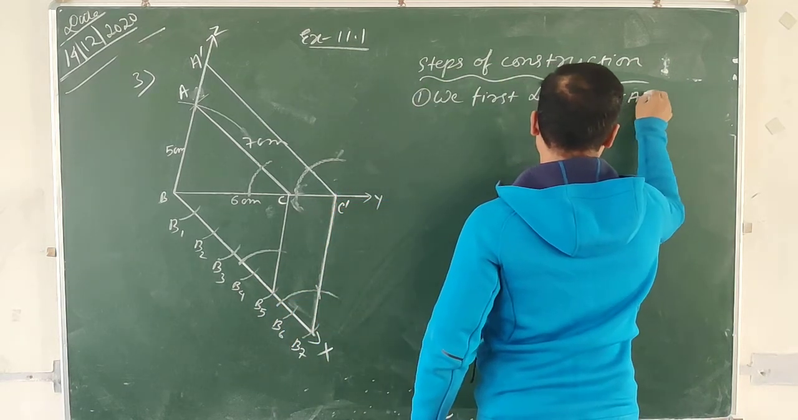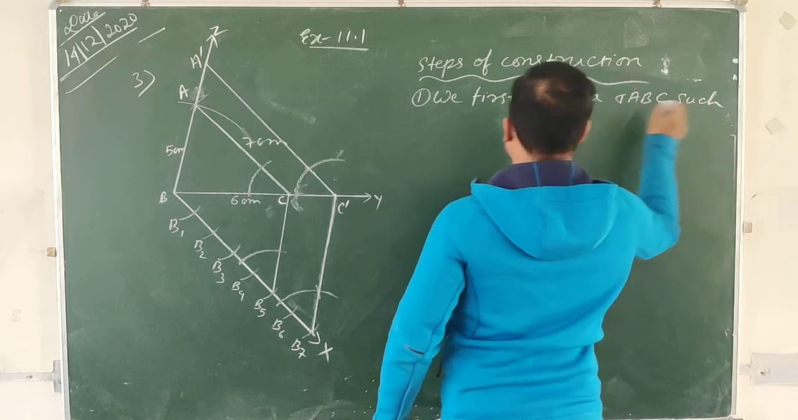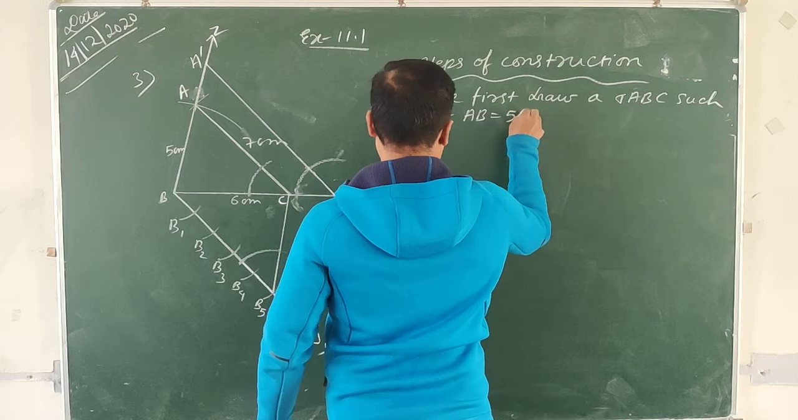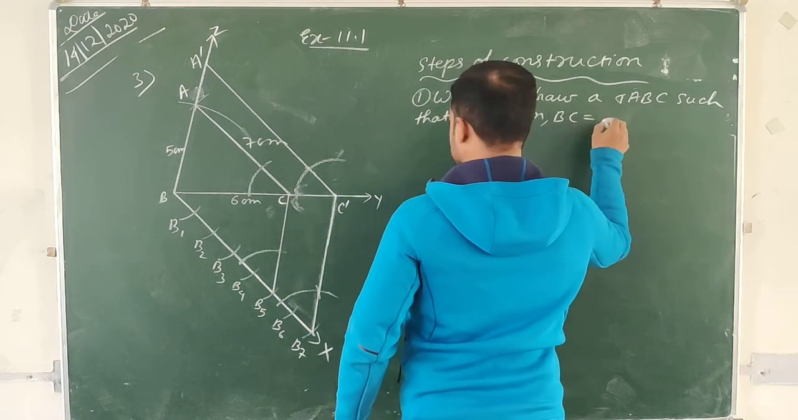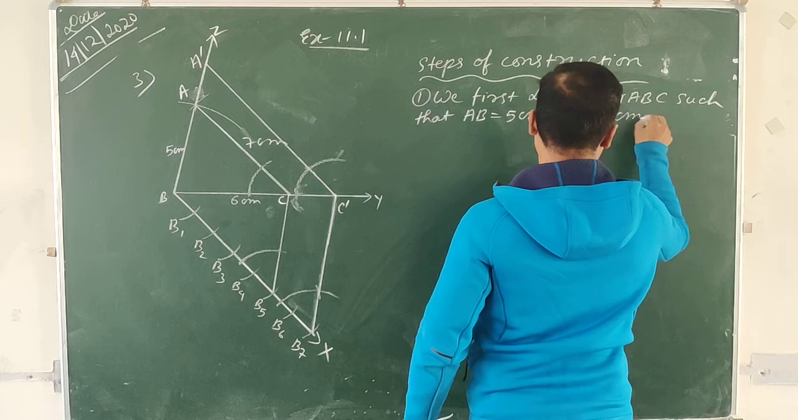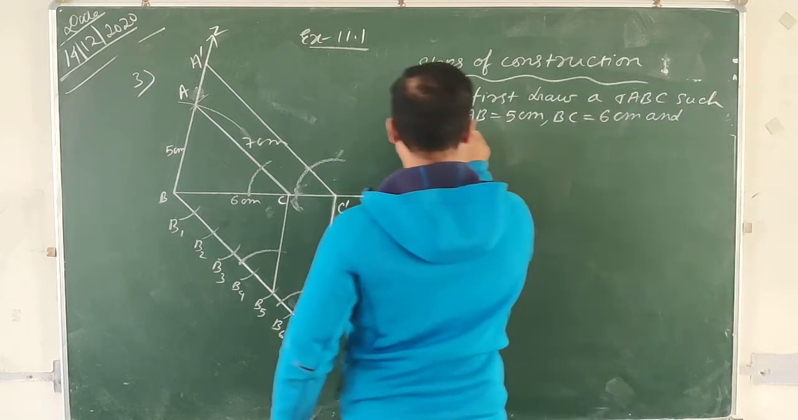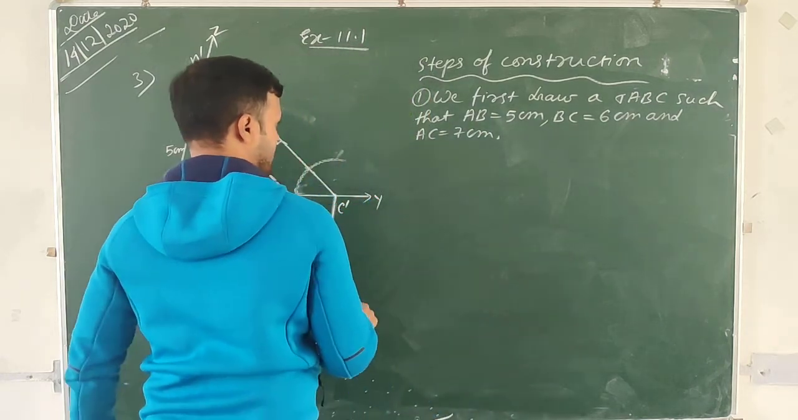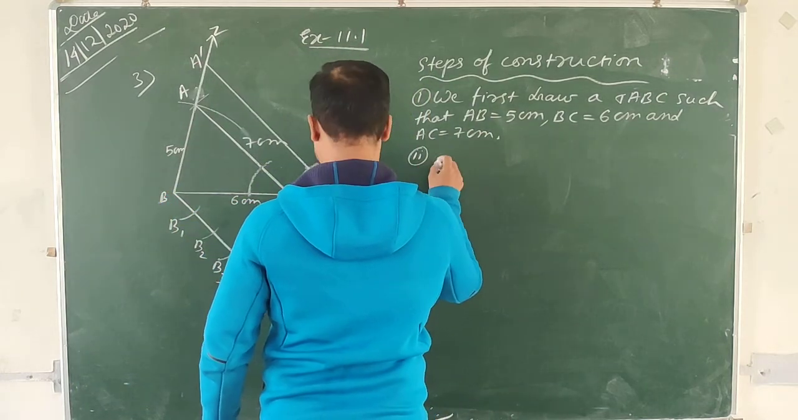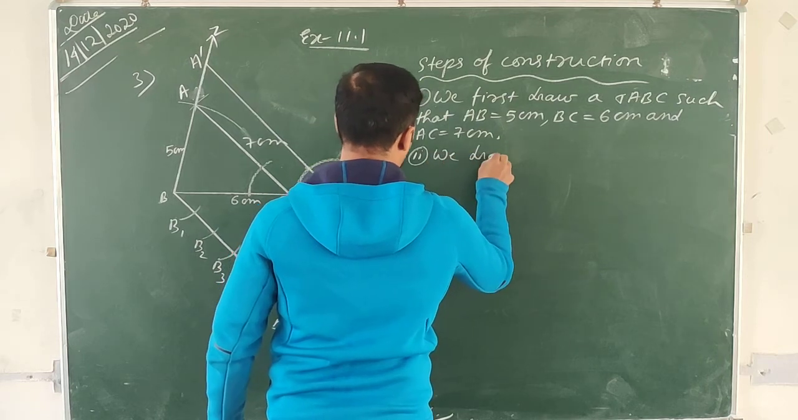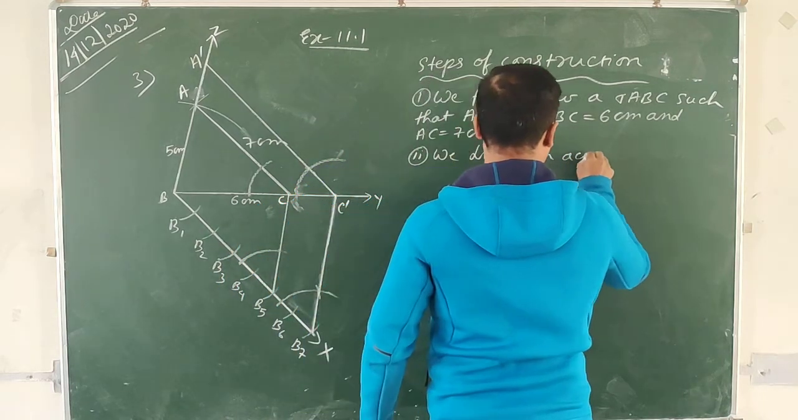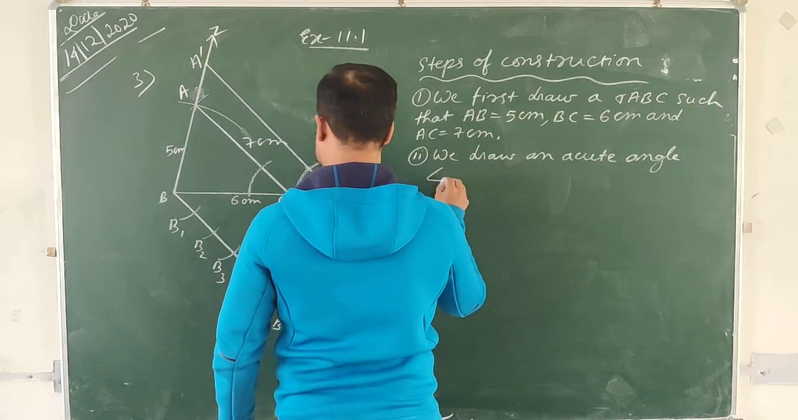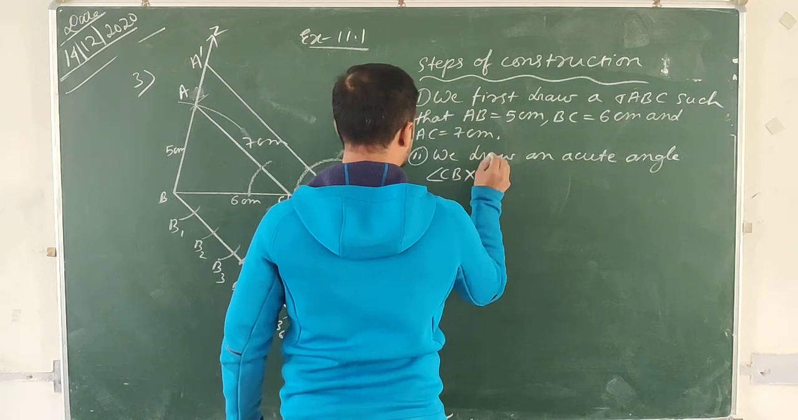First draw a triangle ABC such that AB is equal to 5 cm, BC is equal to 6 cm, and AC is equal to 7 cm. Okay, so we draw an acute angle CBX.